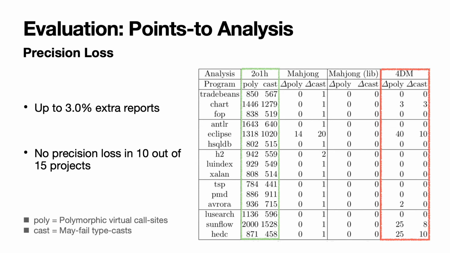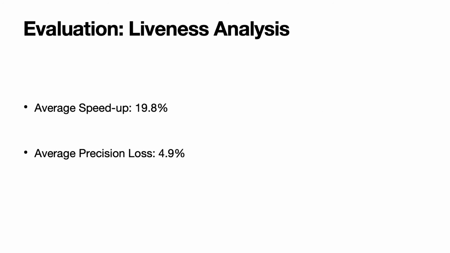And then we take a look at the precision loss. As is noted before, our method does not guarantee the same precision, but the precision loss is still minimal. It causes at most 3% of extra reports and has no precision loss in most of the projects. In another evaluation on a liveness analysis, we achieve an average speedup of 19.8%, along with an average precision loss of 4.9%. This indicates that our method works well on different analyses.